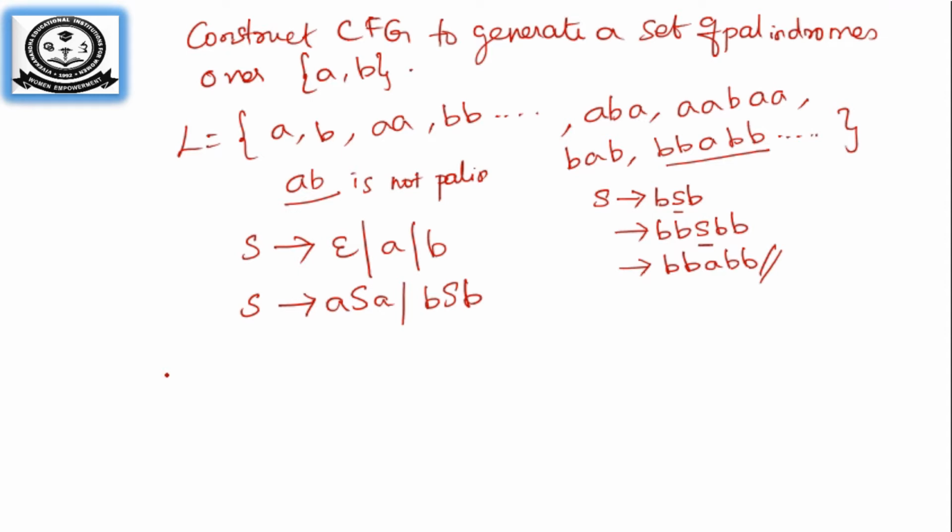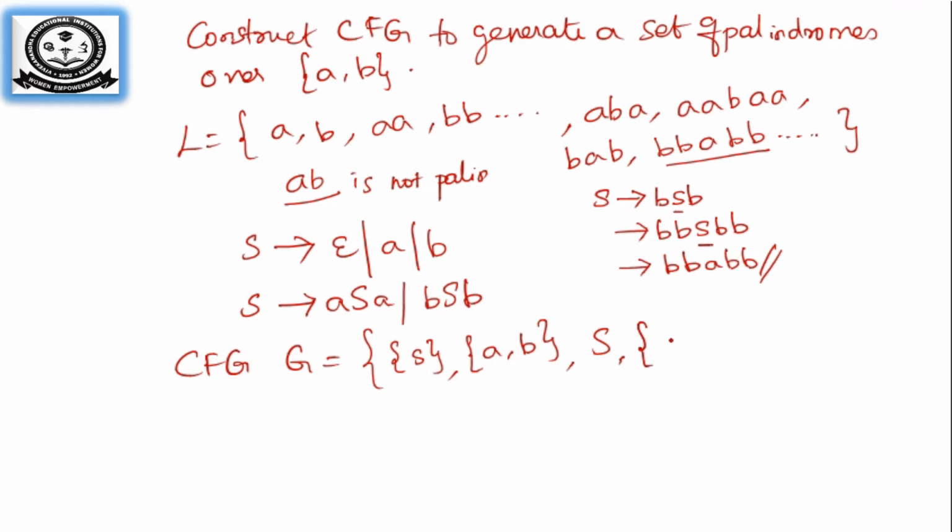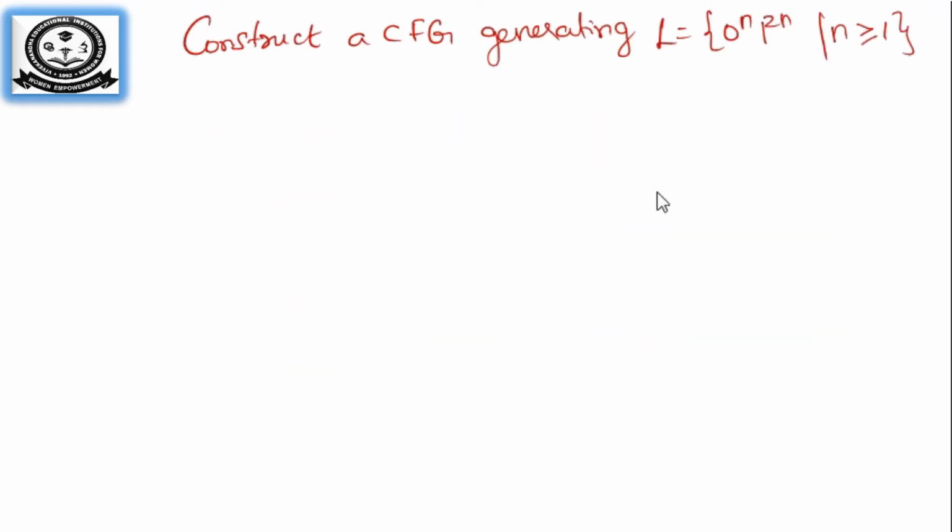So finally we can say our context free grammar G is equal to, so what are the variables we are using? Non-terminal variables, we are using only S. And what are the terminal variables? I have to use only A and B. What is the starting state? S. And what are the production rules? I can have S implies ASA or BSB or A or B or epsilon. So this is the context free grammar for the given problem.